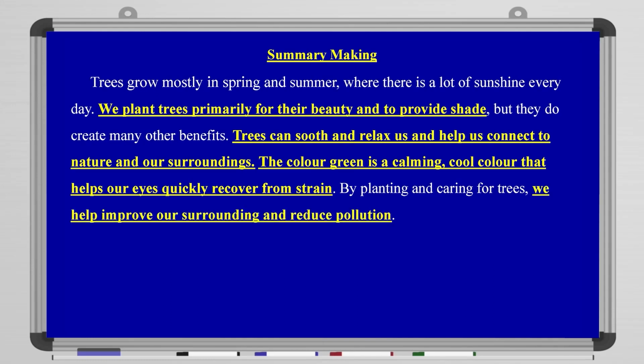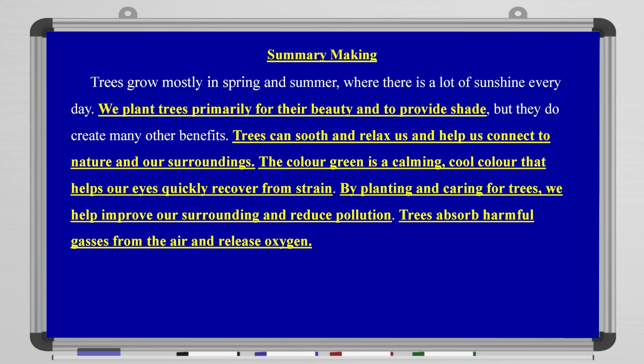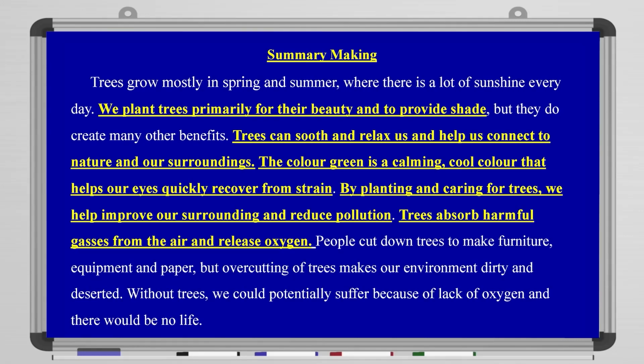So far, we found 4 answers. Let's continue. Trees absorb harmful gases from the air and release oxygen. We found 5 answers. Pay attention, we only want 4. People cut down trees to make furniture, equipment, and paper, but overcutting of trees makes our environment dirty and deserted. Without trees, we could potentially suffer because of lack of oxygen, and there would be no life. So we found the answers. Let's look at how to paraphrase them.